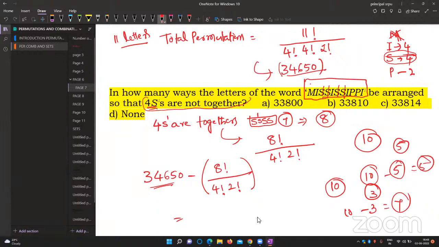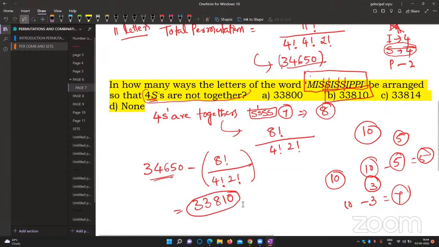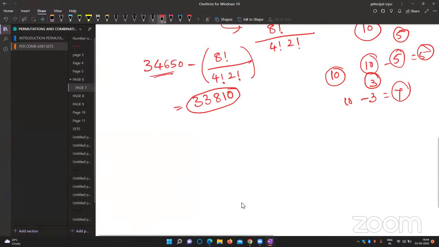So after simplification, I think this will come 33,810. You can check it. 33,810. Option B is the right option. Yes, friends, once again I'll tell you where you'll get here. So I told you, this simple thing, school.